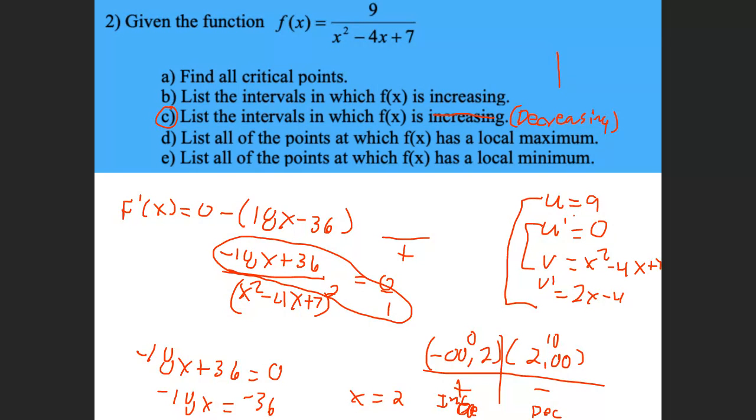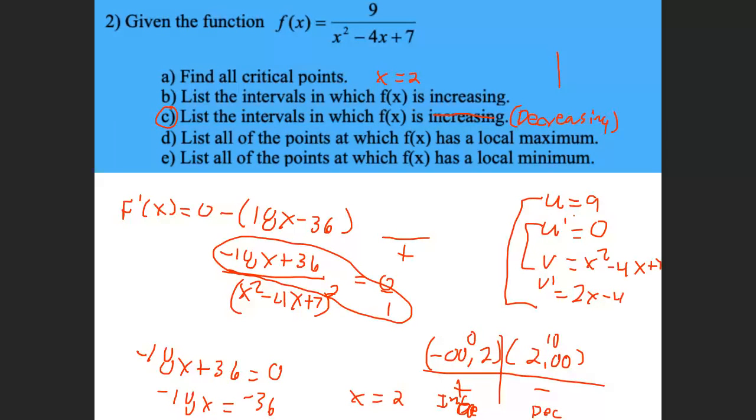So then all I have to do is go up to the top and find all the critical points: x equals 2. Find the intervals for where it's increasing: from negative infinity to 2, it's increasing. And from 2 to infinity, it's decreasing. Local max would be at, increase to decrease, so local max would be at x equals 2. Local min, none.